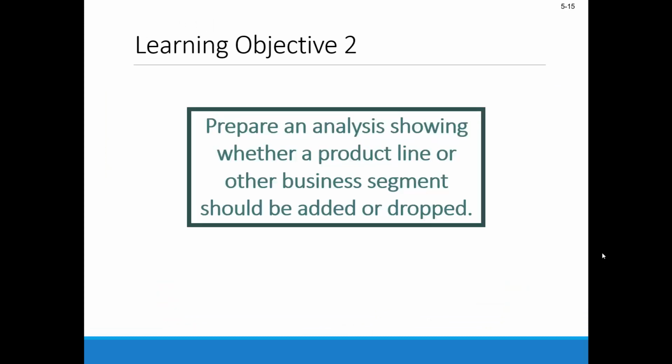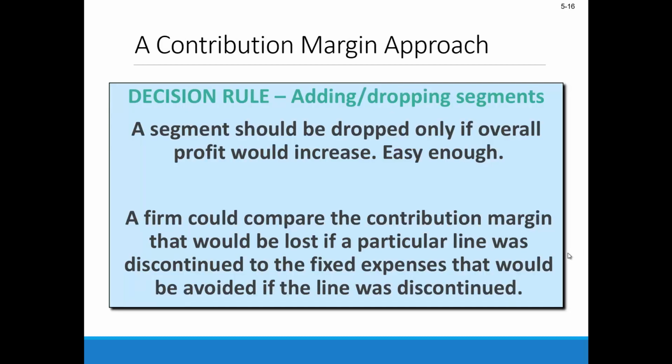Moving on then, our second learning objective was to prepare an analysis showing whether a product line or segment should be added or dropped. We had talked about some considerations related to this back in Chapter 6 when we looked at segment reporting and how our segment margin was a pretty good measure of potential profitability of any segment. We're going to consider similar things in Chapter 12 here. Our decision rule around adding or dropping segments is pretty simple. A segment should be dropped only if the overall profit for the company would increase, and so only if that segment or product line is taking something away from the combined bottom line of the company rather than adding something to it.